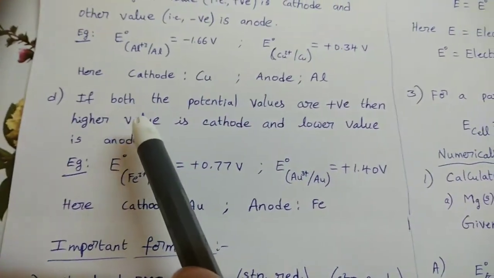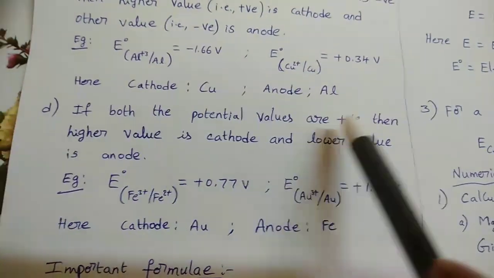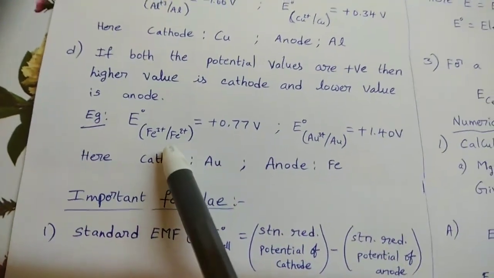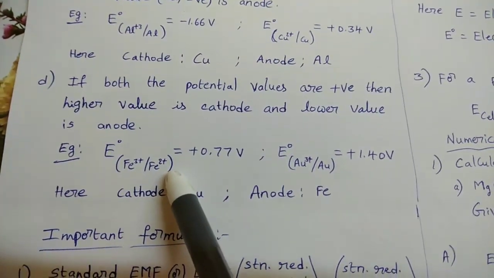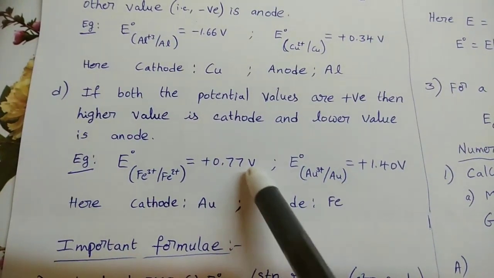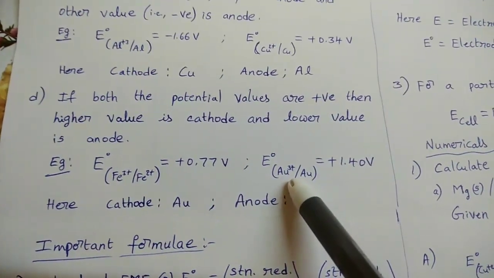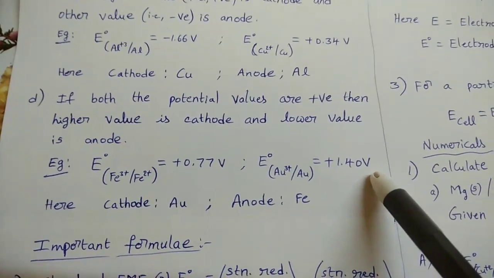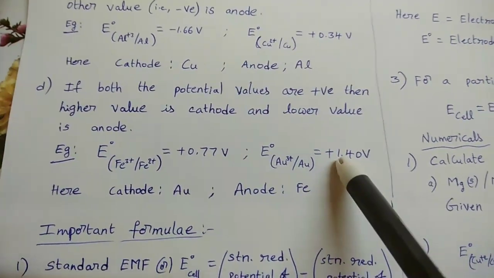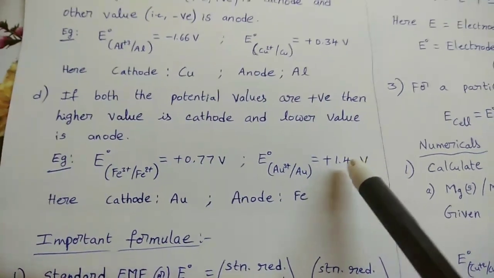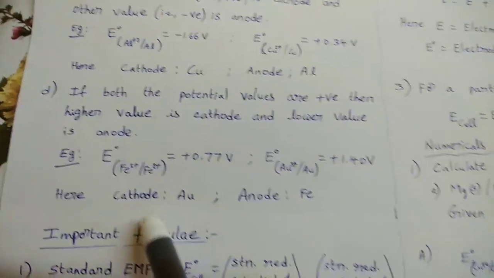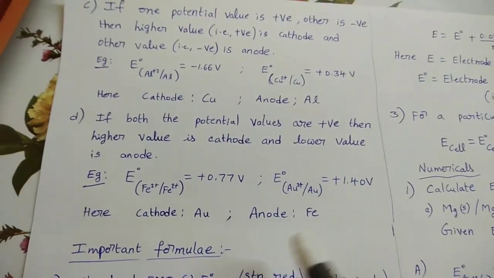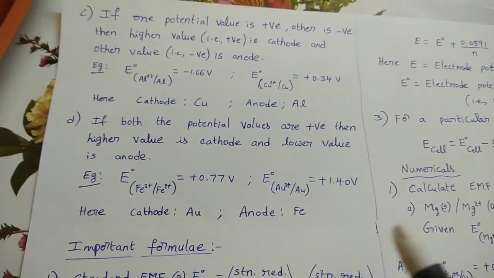Next possibility, if both the potential values are positive, then higher value is cathode, lower value is anode. Example, Fe3+ reduced to Fe2+, potential value plus 0.77 volts. Au3+ changed to Au, potential value plus 1.40 volts. Both are positive. Bigger value is this one. So this is cathode and this one is anode. So cathode is gold, Au, anode is iron. In this way, based on potential values, we can decide cathode and anode.